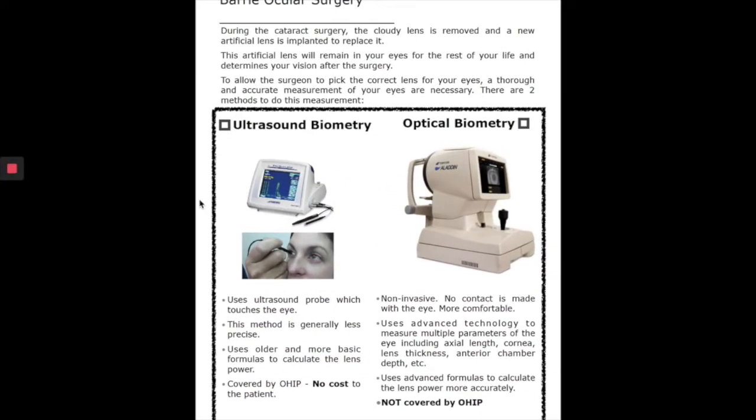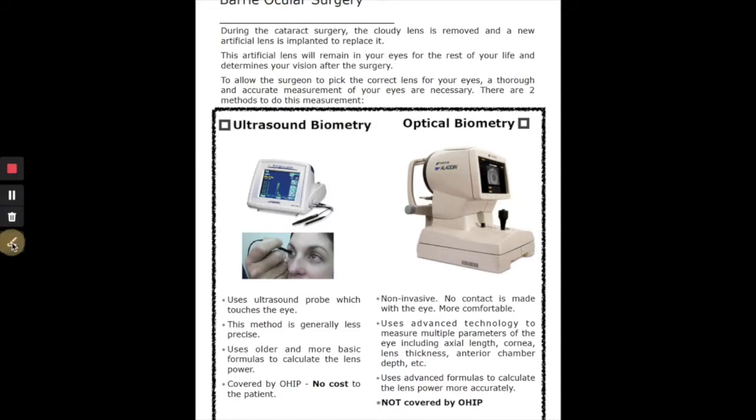In the last video, you learned that during cataract surgery, the cloudy lens is removed and a new artificial lens is implanted in your eye. This artificial lens will stay in your eye for the rest of your life and would basically determine the quality of your vision in future. To allow the surgeon to pick the correct lens for your eyes, thorough and accurate measurement of your eyes is necessary. There are two basic methods to do this measurement.